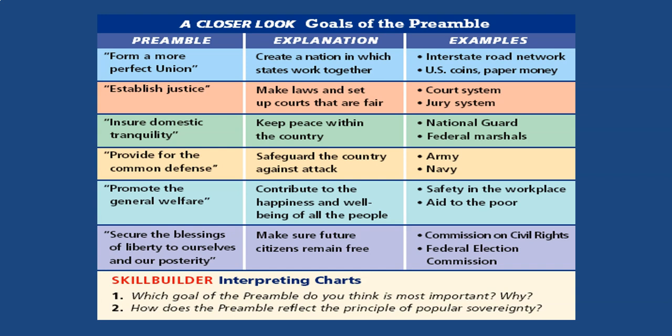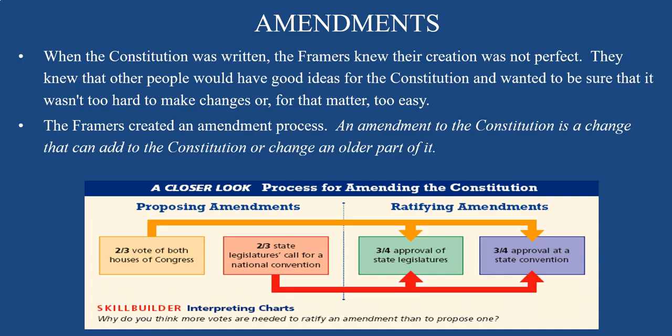together. And then you have establish justice, ensure domestic tranquility, provide for the common defense, promote the general welfare, and secure the blessings of liberty to ourselves and our posterity. So these are some of the goals of the preamble that were set initially in the U.S. Constitution. Now, moving on to what we call amendments.